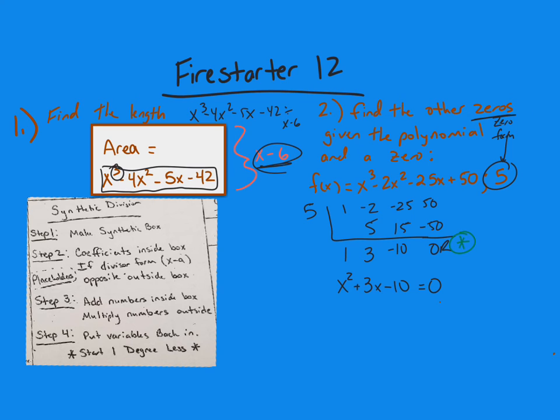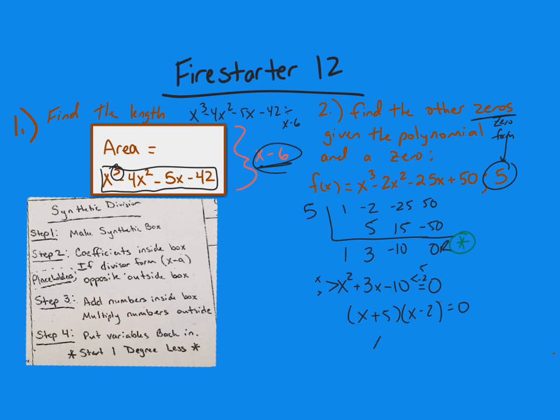All right. Now this looks like something we've done before. You can solve it by factoring. You could solve it using the quadratic formula. I'm going to solve it using factoring. So I'm going to say x and x. I'm going to say positive 5 and negative 2. So this can become x plus 5, x minus 2.